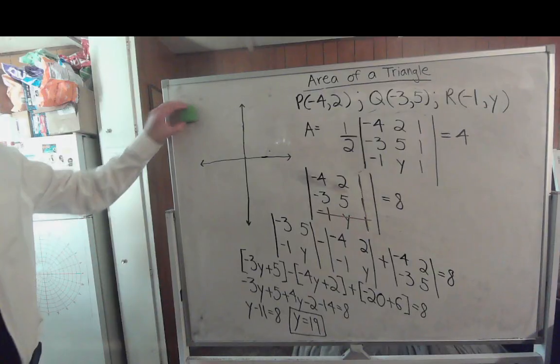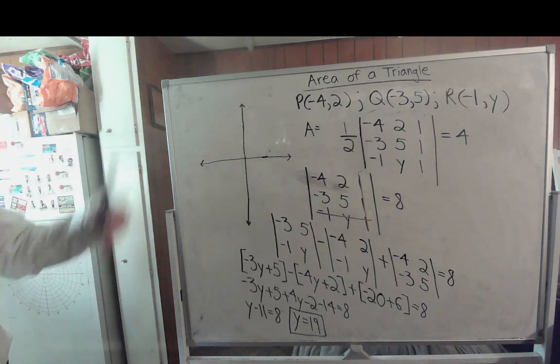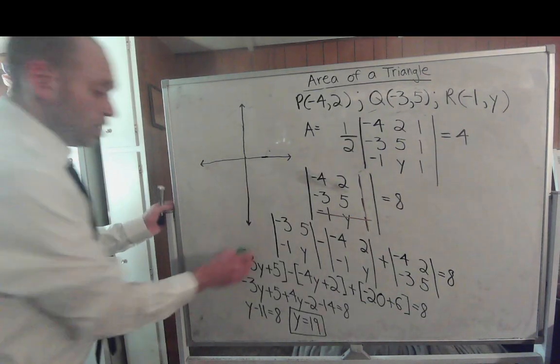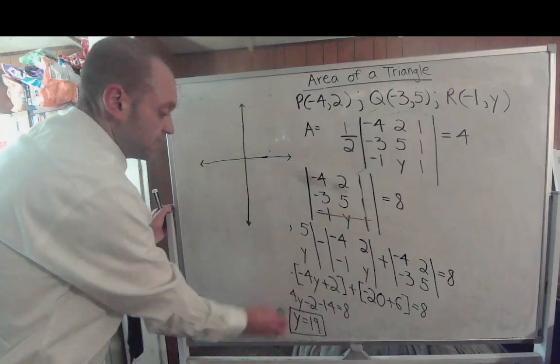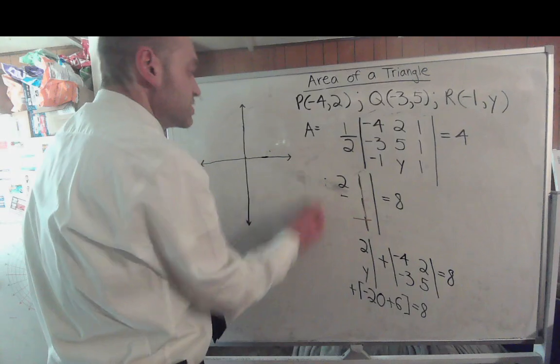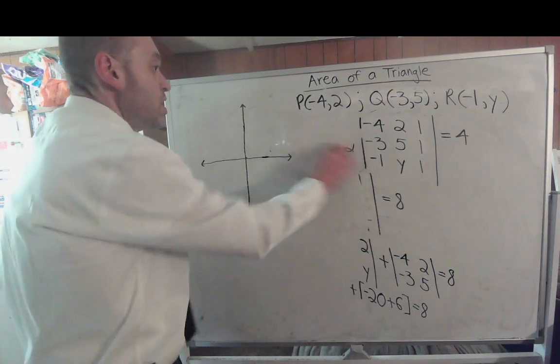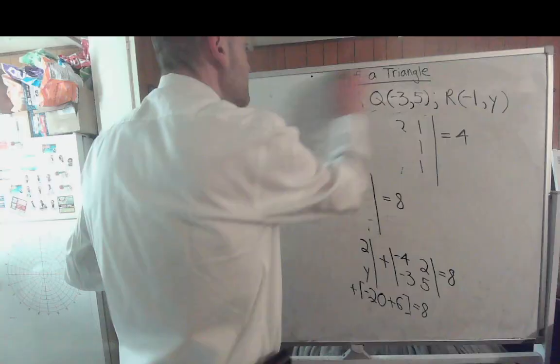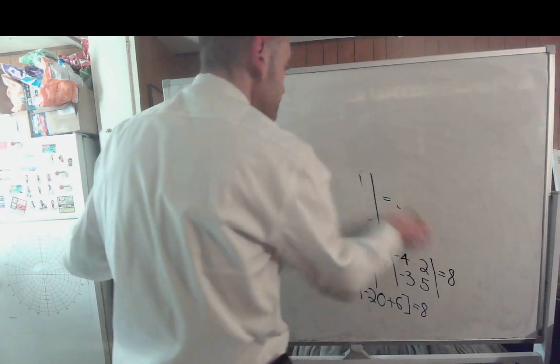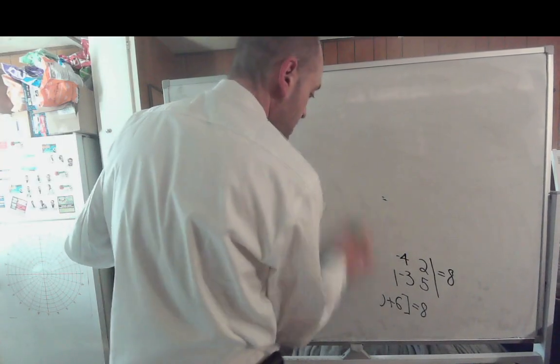So that's how you would find missing coordinates when you're given an area of a triangle when you're using determinants. Now, I have a couple other problems that are similar, but we're not going to be doing triangles per se. In fact, we're going to be given a couple quadrilaterals. We're going to do 2 quadrilaterals.